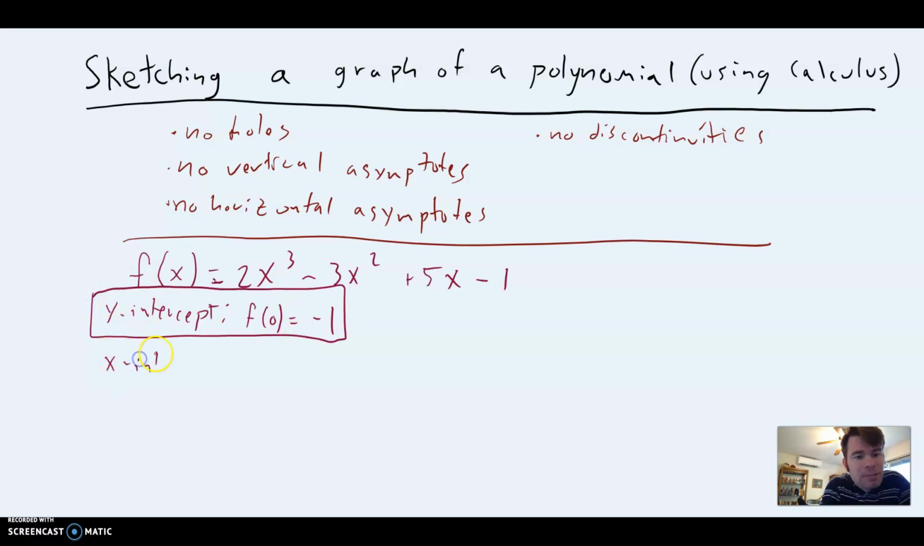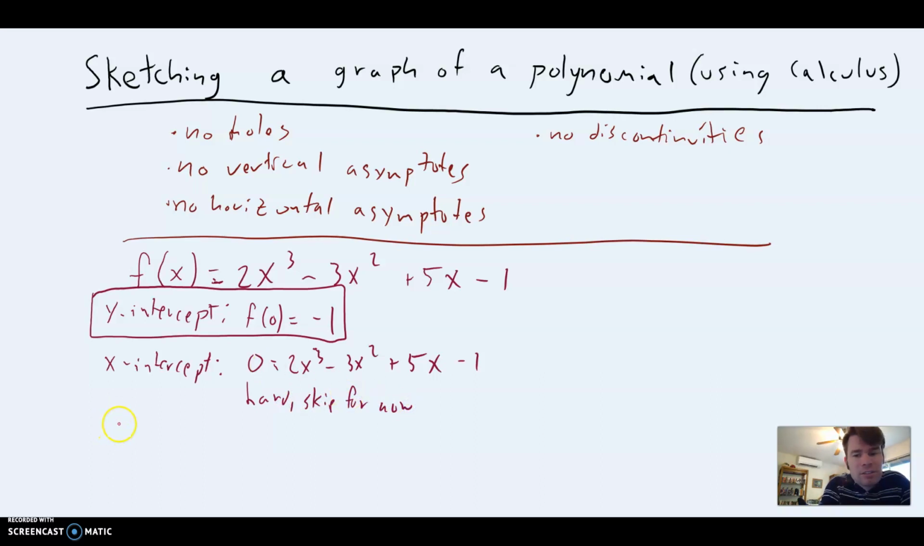The x-intercept. In order to find the x-intercept, we're going to need to solve 0 equals 2x cubed minus 3x squared plus 5x minus 1. And this isn't a super easy thing to solve. And in fact, it's not easy at all to solve. So I'm going to just skip this. This is hard. Skip for now.